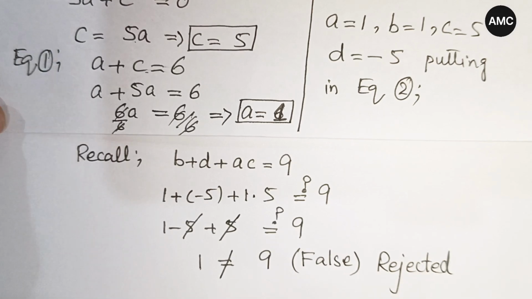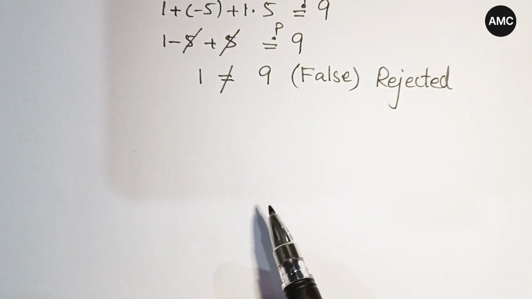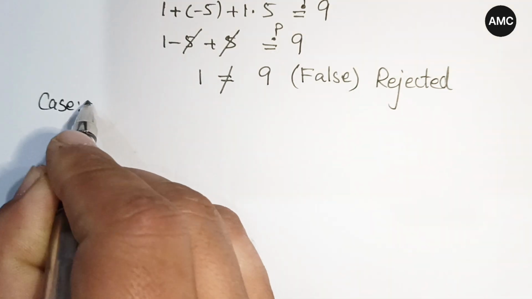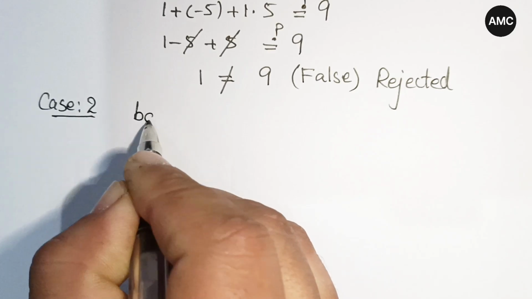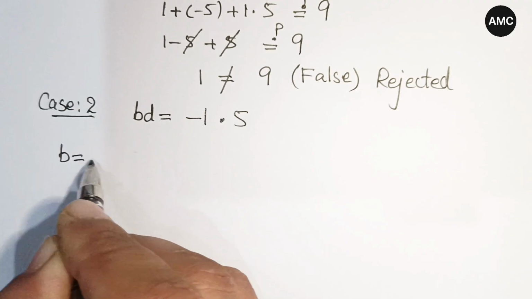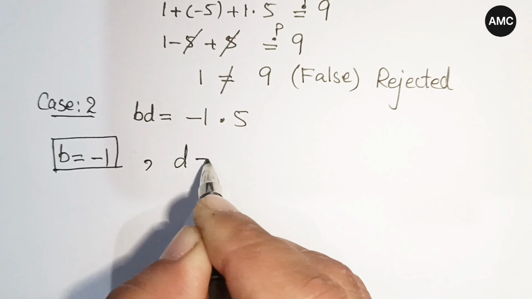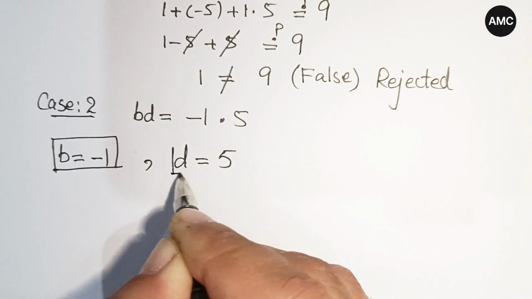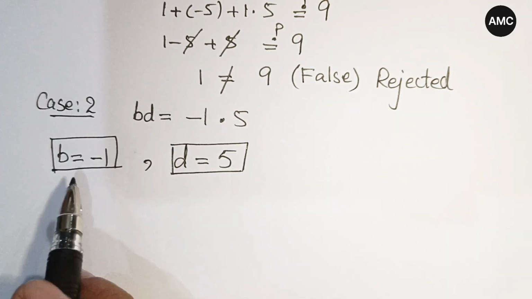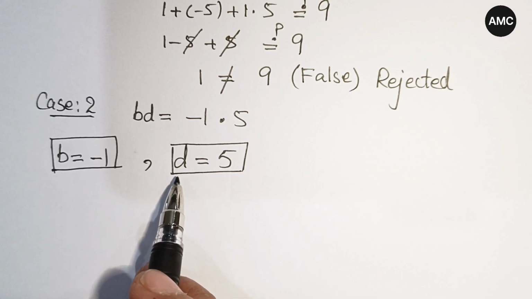So now solving our case 2 here, because no solution can be found from our case 1. So case 2 is given by that b times d is equal to minus 1 times 5. So here we have value of b is minus 1 by system of equations, and here d is equal to 5. So we get two values of b and d. Now for finding the value of a and c, we are going to use these values of b and d in our equation number 3.